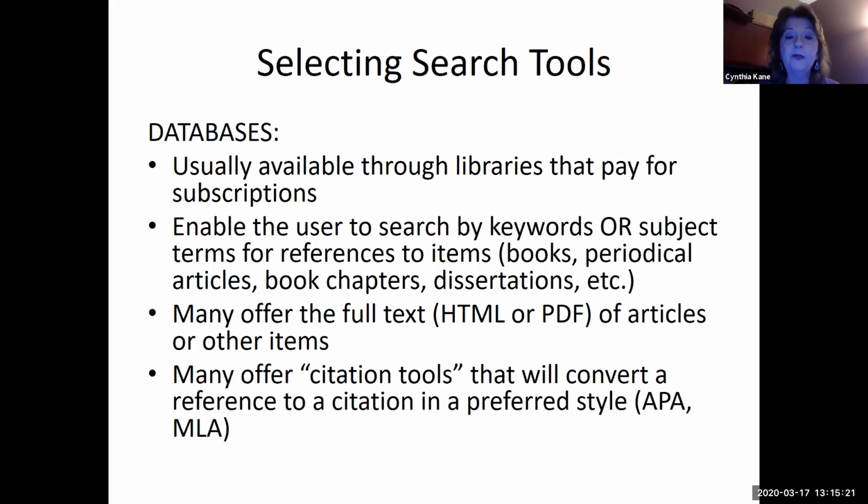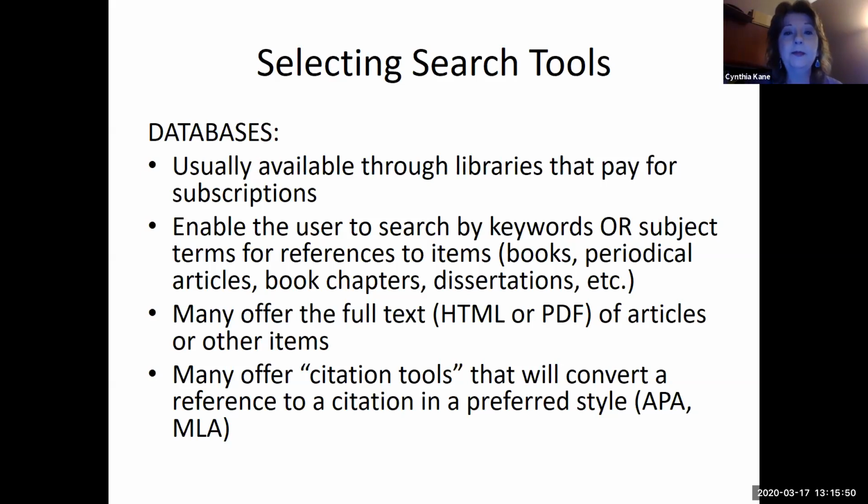Many will offer the full text, often in PDF, of articles, or sometimes a PDF of a book chapter, sometimes the book if you're dealing with an ebook from a library catalog. And many will offer something called cite or citation tools that will convert a reference to an article or other item to a citation in a preferred style, such as APA or MLA. These are not always that accurate, though.